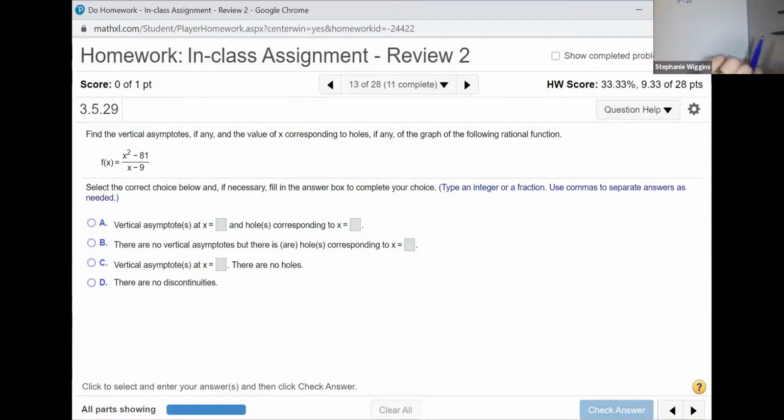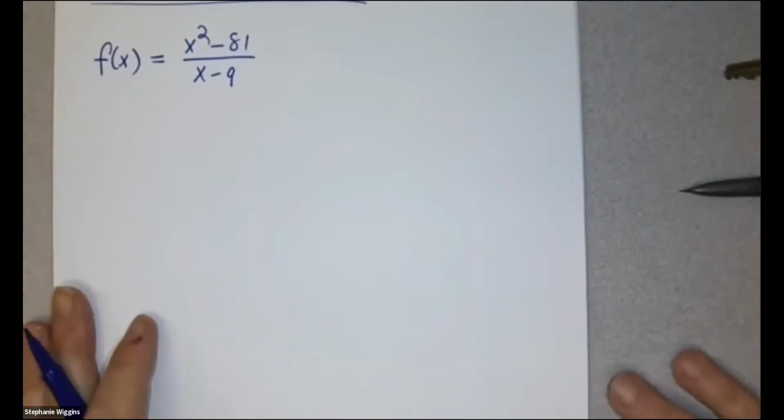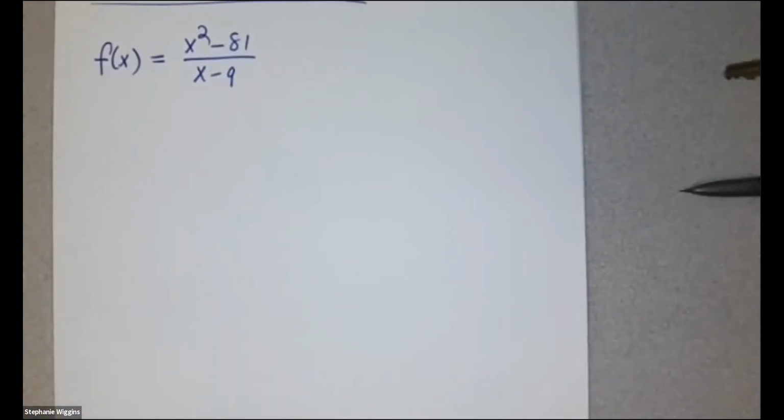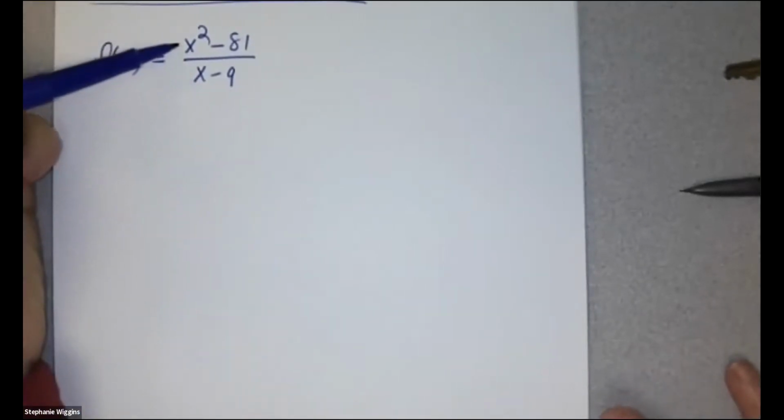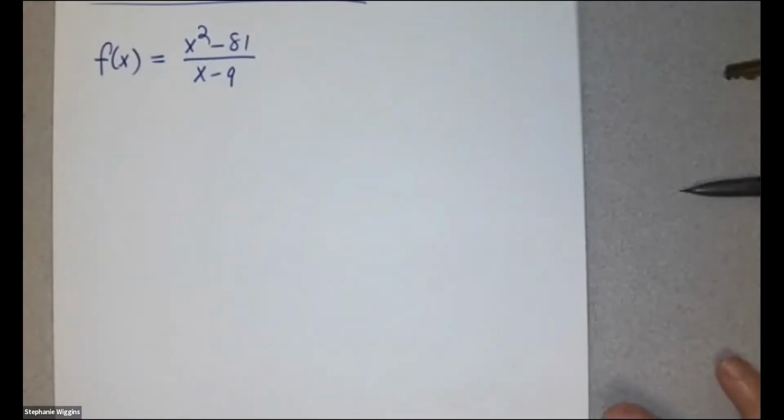Okay, let's look at this one now. F of x equals x squared minus 81 over x minus 9. We're looking for holes and vertical asymptotes. So a hole occurs when your numerator and denominator share a factor. And we can see that's exactly what's happening right here.